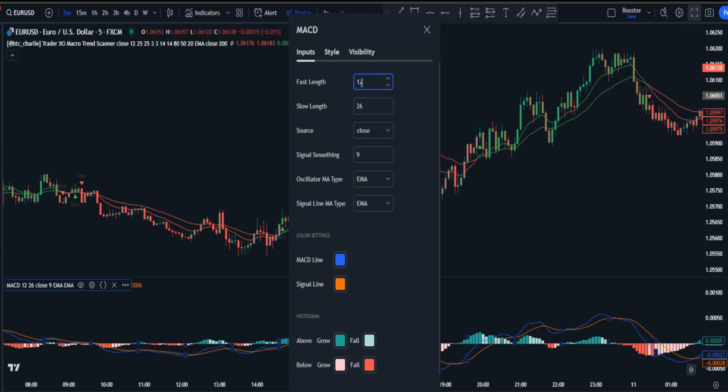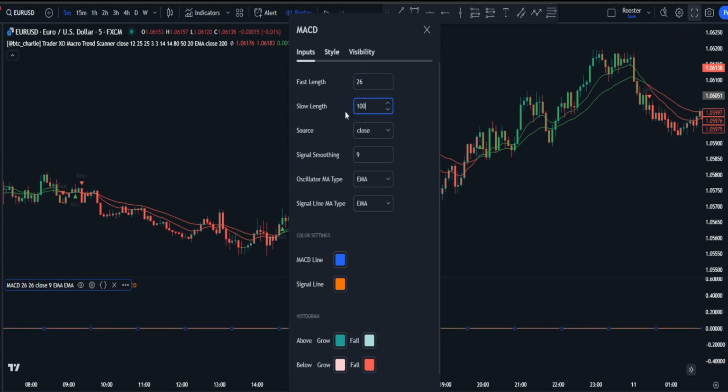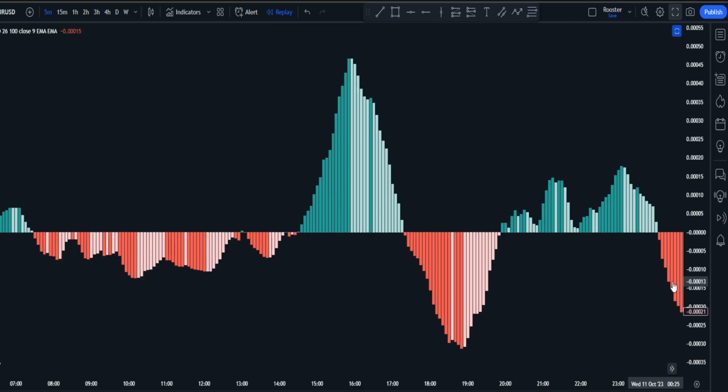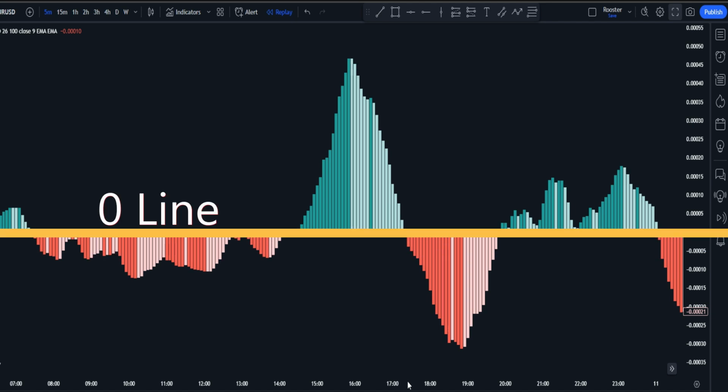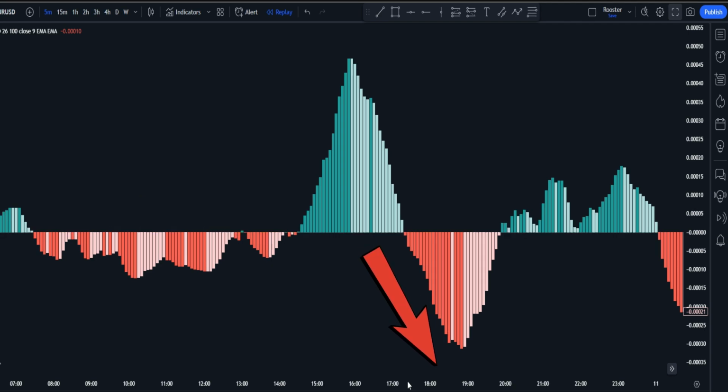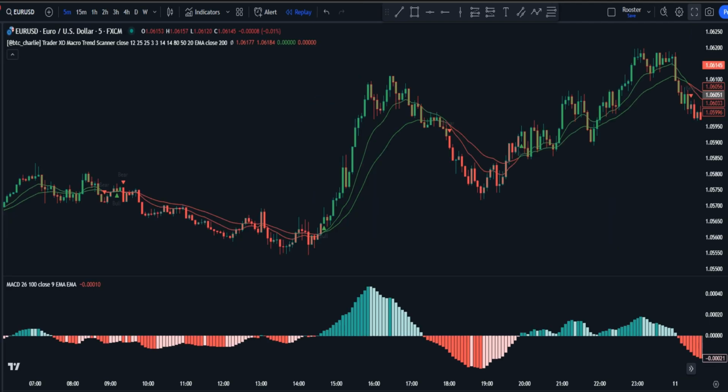Next, we move to the input section, and from there we change the fast length option to 26 and the slow length to 100. So let's learn how to use this MACD indicator in this strategy. The MACD histogram is below the 0 line. It means that we're currently in a downtrend movement and we're allowed to enter only sell trades. And if the histogram is above the 0 line, it tells us that we are in an uptrend movement and we should enter only buy trades.